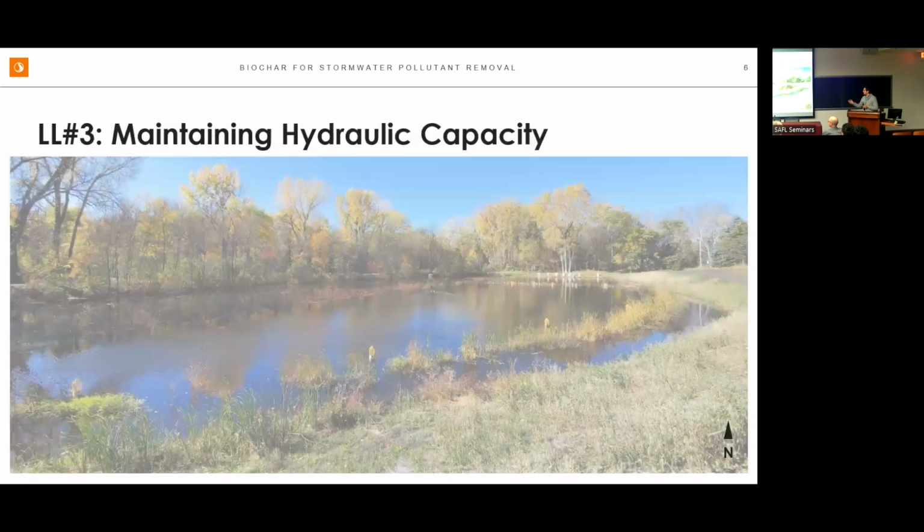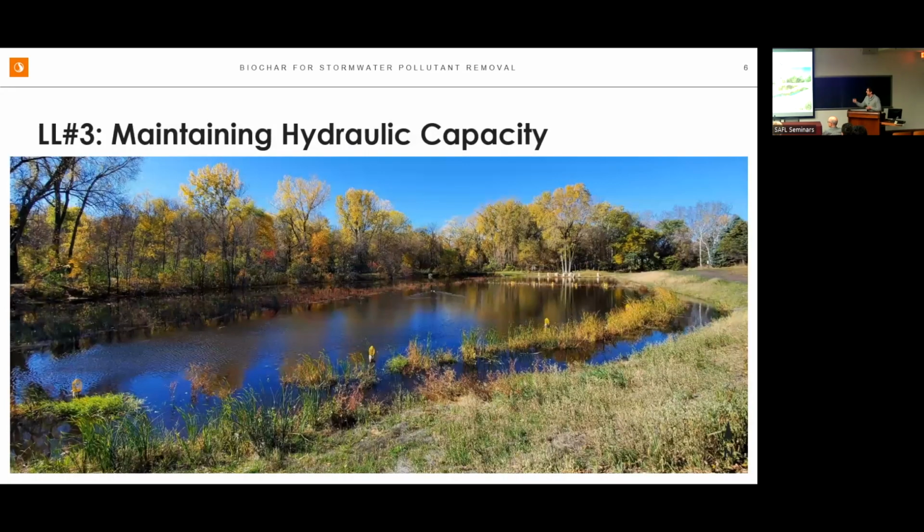And then I guess the other lesson learned, number 3, was just maintaining hydraulic connectivity. So this is the same filter. This filter's been working good. It's been maintaining that hydraulic capacity, but with our low number of available biochars.